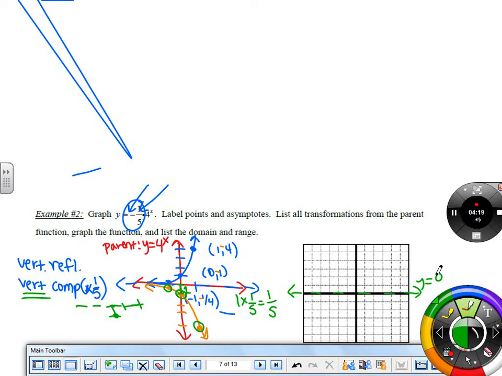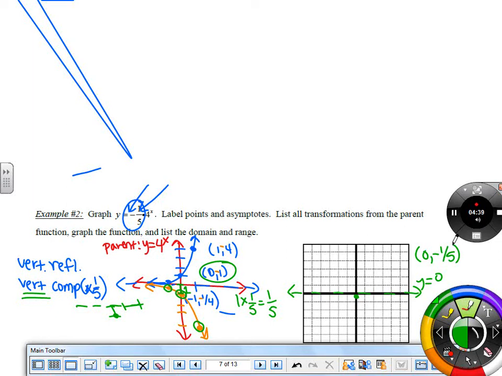All right, so our asymptote is still at y equals 0, and this point that was 1 unit away is now going to be 1/5 of a unit away. And I'm going to write what that point is now. So instead of it being at 0, negative 1, it's actually now at 0, negative 1/5.